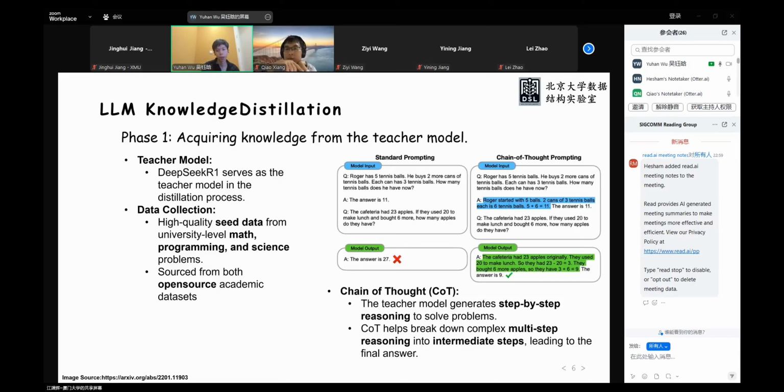We send the above seed data to R1 and collect its responses, which include chain of thoughts. This means that instead of simply generating final answers, the teacher model breaks down multi-step reasoning problems into smaller structured steps, simulating the way humans solve problems.